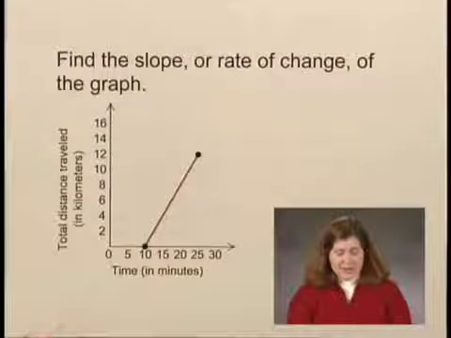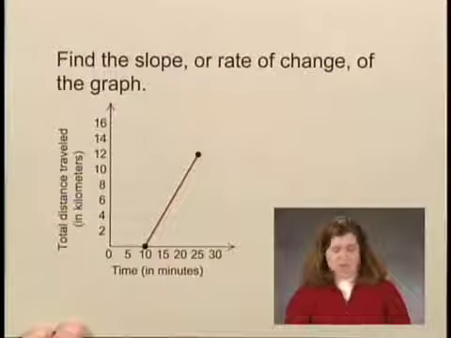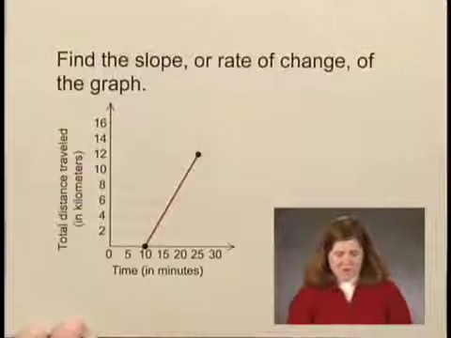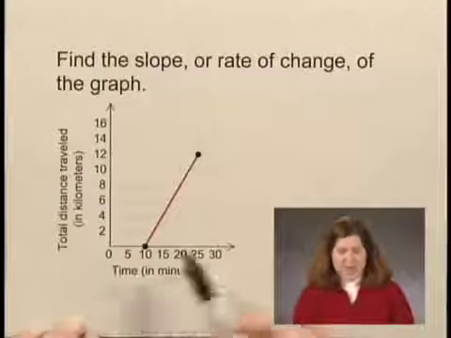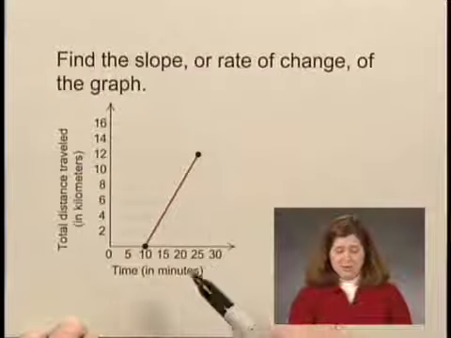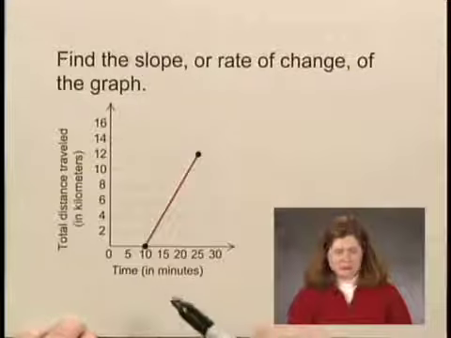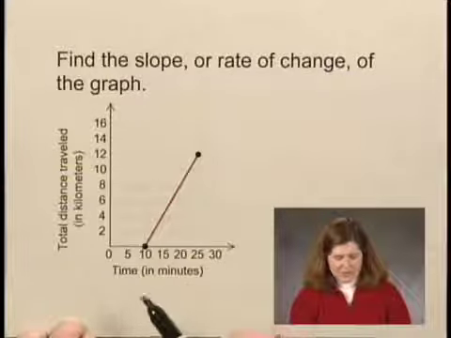In this exercise, we'll find the slope or rate of change of a graph. To find the slope or rate of change of a graph, we can use any 2 points on the graph. But since this graph has axes that are labeled with units, we can give the rate of change in units as well. So let's look at what the units are that are labeled.